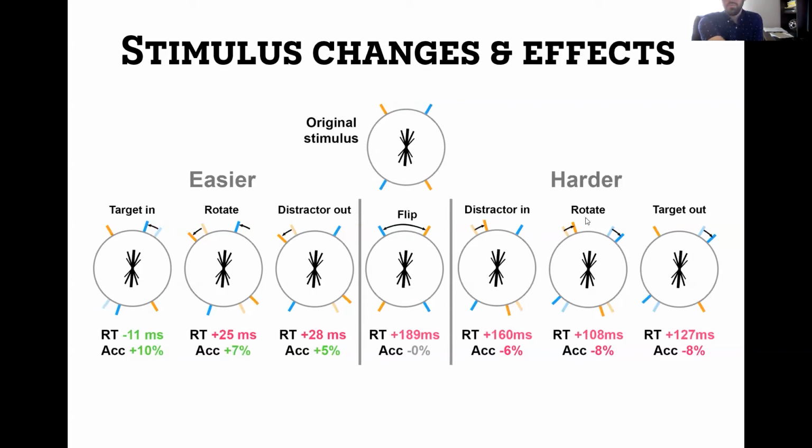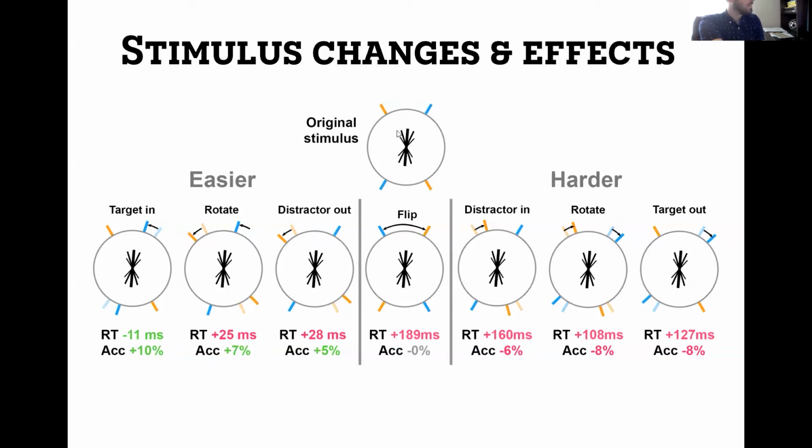We can also make it harder, and basically the ways to make it harder are the opposite of the ways to make it easier, right? We can either make the distractor more similar to the stimulus. We can rotate them so the distractor gets more similar and the target gets less similar. Or we can make it harder by moving the target response alternative further away from the orientation of the stimulus. It should come as no surprise that all of those manipulations both slow down people's response times and result in lower accuracy.